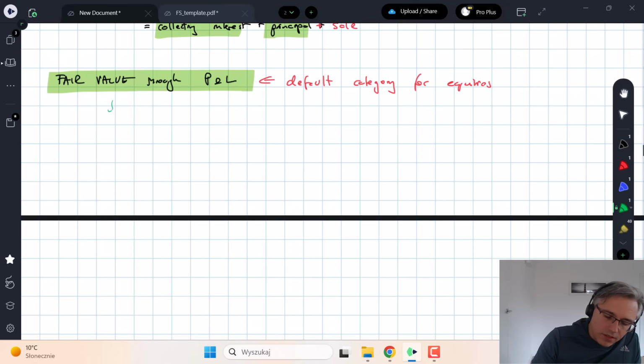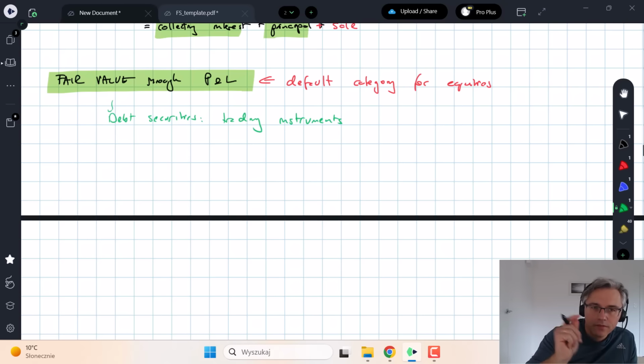And in the case of debt securities, it should be applied to primarily trading instruments. So instruments you hold for short periods of time to just profit from the price change, as opposed to holding them for the motive of collecting coupons and interest and principal.